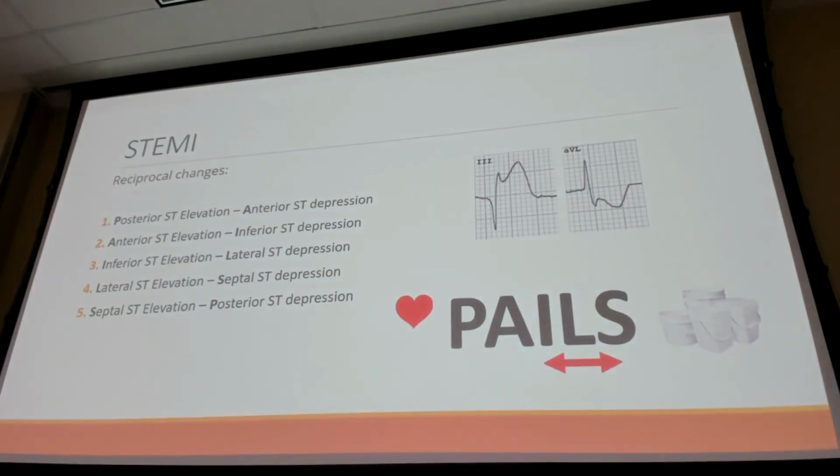All right, this is important. When we're looking at reciprocal changes, you guys remember the PALES mnemonic? Posterior, you look anterior; anterior, look inferior, and so on. So it's important when we see some sort of ST elevation, we want to look: is it in contiguous leads? And then do I have reciprocal changes?